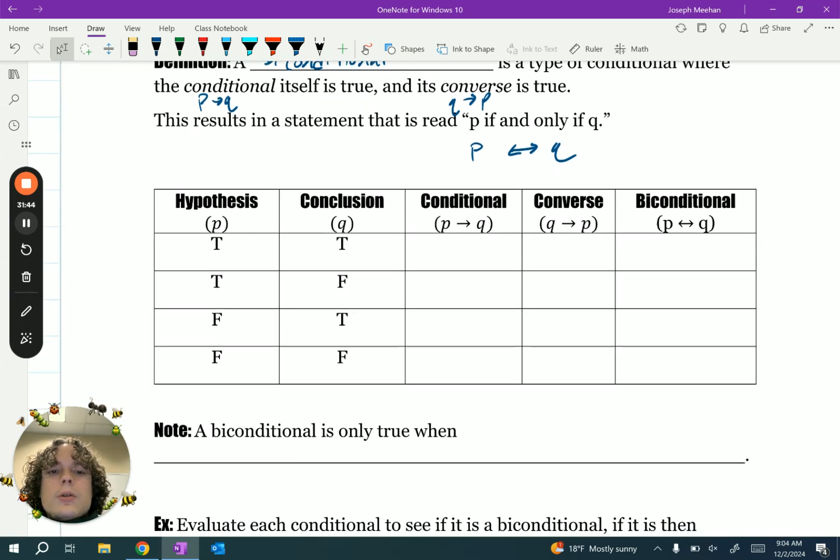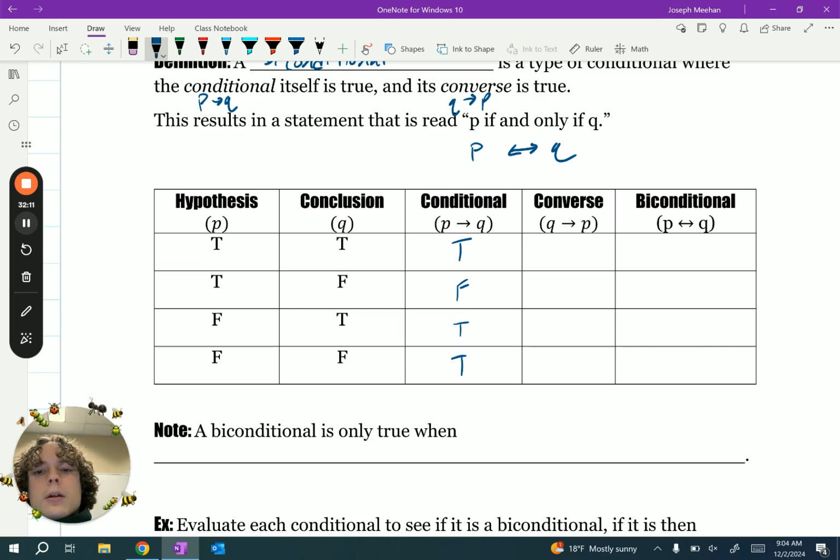So here we have the hypothesis, we have the conclusion, we have the conditional, and the converse of the conditional, and then the biconditional. We already filled in the conditional part earlier. This is the same one that we did earlier. So if the hypothesis is true and the conclusion is true, then the conditional is true. If we have true and false, then this is going to be false. If we have false, then true, that's going to be true. If we have false, then false, this is going to be true. All right?